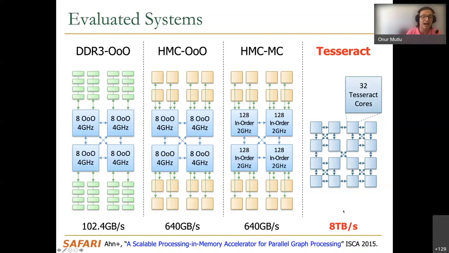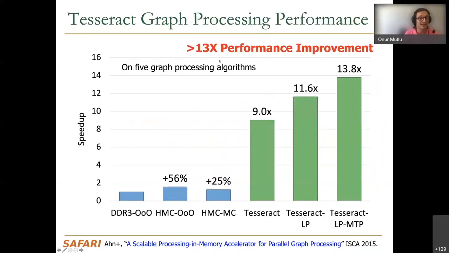As a result, very high amounts of bandwidth are available to the processors that we design. And the performance benefits are significant, as you can see. These are averaged across 5 important graph processing algorithms. We get about 13 to 14x performance improvement.